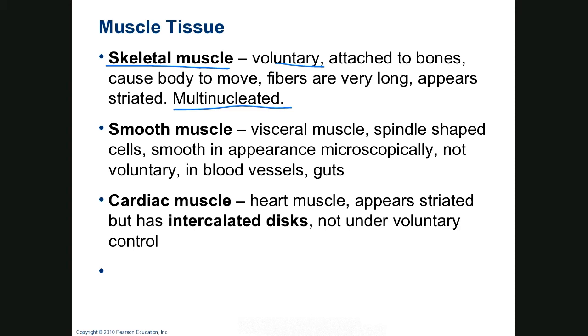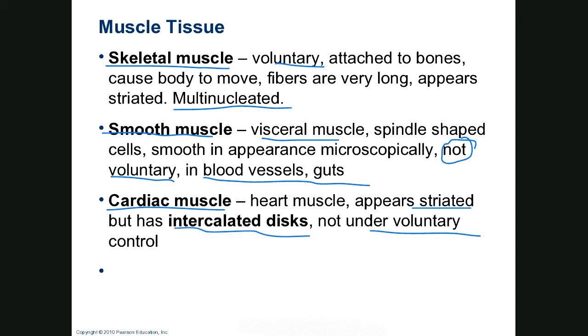Now, smooth muscle is not going to be striated. This is a visceral muscle. Obviously, it's not voluntary. And this is in blood vessels and guts. You can't decide for your guts to move or not move. Cardiac muscle, same thing, not voluntary. They are striated, but they have intercalated discs, which are communications from one little short fat cell to the other.